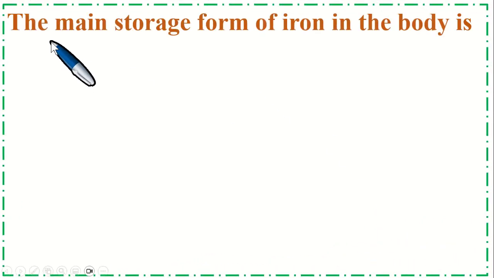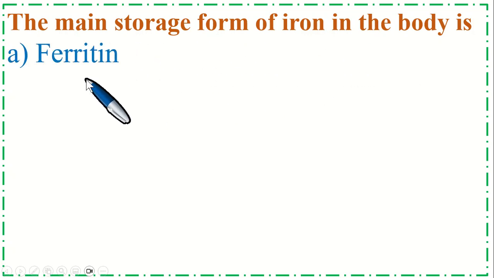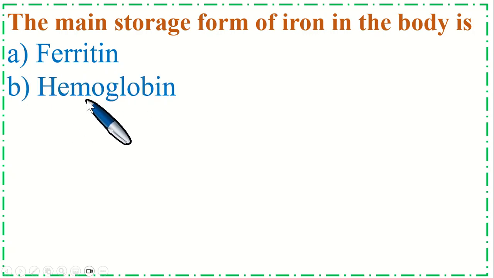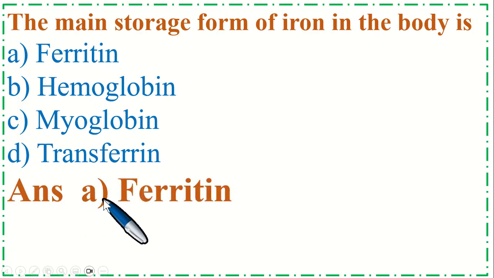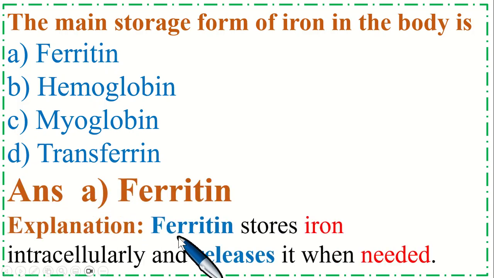This is very important MCQs. The main storage form of iron in the body is option A ferritin, B hemoglobin, C myoglobin, and option D transferrin. So the correct option is A ferritin. Explanation is ferritin stores iron intracellularly and releases it when needed.